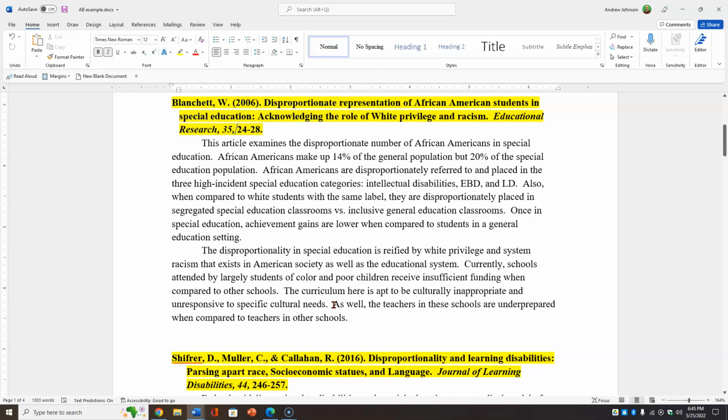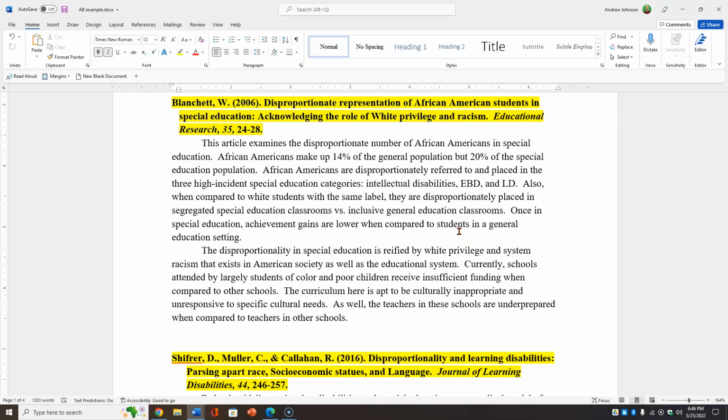Now listen to this. This article examines the disproportionate number of African Americans in special education, who make up 14%, 20%. Okay, I'm explaining here. African Americans are disproportionately referred to and placed in 3 high incidence special education categories. Also, when compared to white students with the same label, they are disproportionately placed in segregated special education classrooms versus inclusive general education classrooms. Once in special education, achievement gains, all right? So I'm describing, I'm explaining, I'm teaching the relevant parts.